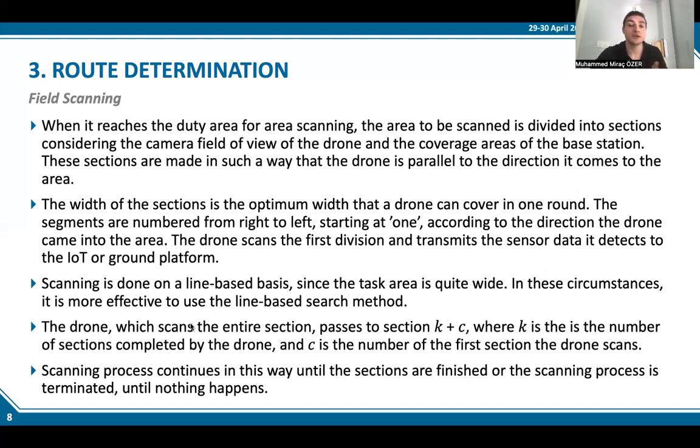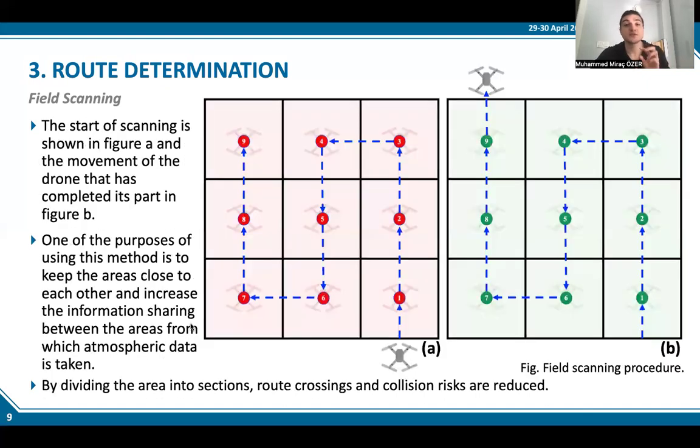and the ground platform. Scanning is done on a line-based basis since the task area is quite wide. In these circumstances, it is more effective to use the line-based search method. The start of the scanning is shown in figure A, and the movement of the drone that is completed is part of figure B.